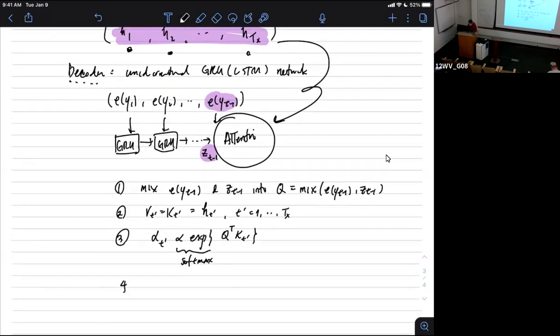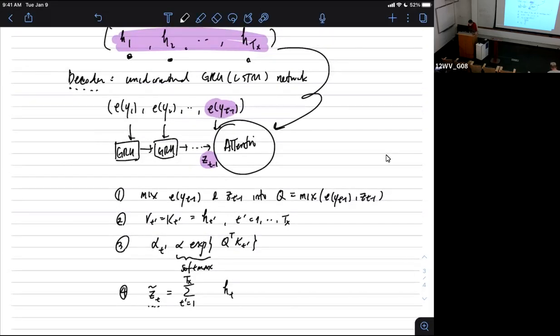And once that's done, let's call it z tilde t. This is going to be the summary that we get out of the source sentence given the current context, so what has been translated so far. That is the weighted sum, or the convex sum, of all the source-side hidden vectors, h_{t'}, with the weights that are given by this alpha_{t'}.